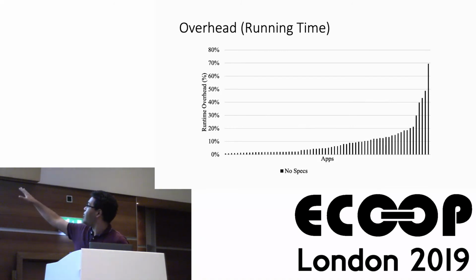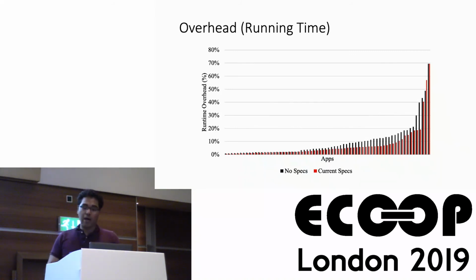Even now, for many of the apps, the runtime overhead is kind of acceptable, but there are a group of apps in the tail where the runtime overhead is just way too high. So as we add specifications, we can reduce the runtime overhead.